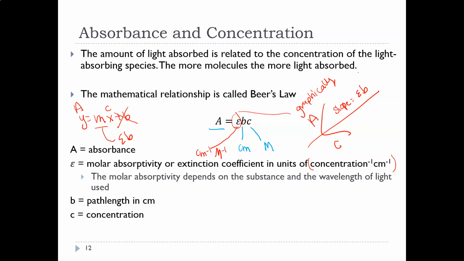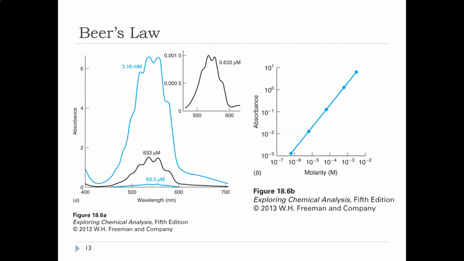So we do multiple standards. Part A of the lab would be to make a bunch of solutions, like 5 or 6 solutions where you know their concentration. Test them to get their absorbance, and then graph them to figure out the extinction coefficient. Once you know that, now you can test a solution where you do not know its concentration, because then C can be the unknown for this equation.